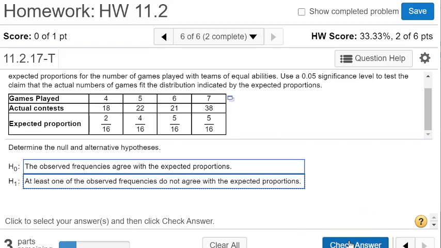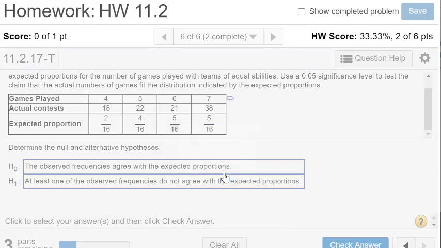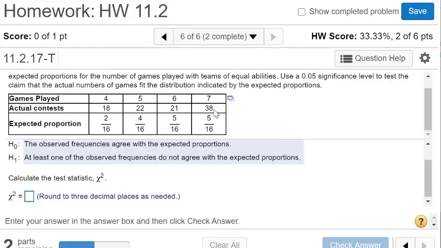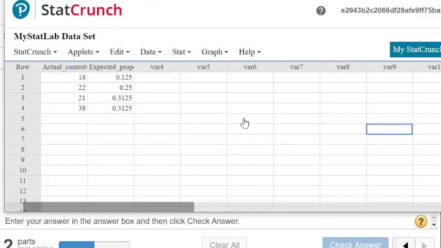Okay. So those are our hypotheses, and this is going to be a case where our goodness of fit test does not have equally likely outcomes, and the outcomes are given here according to the expected proportion. So we will work on finding the test statistic and the p-value by going to StatCrunch. So let's open this up in StatCrunch.